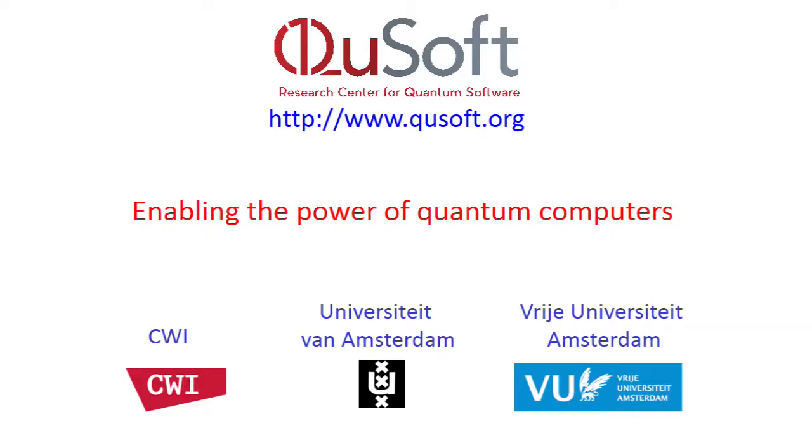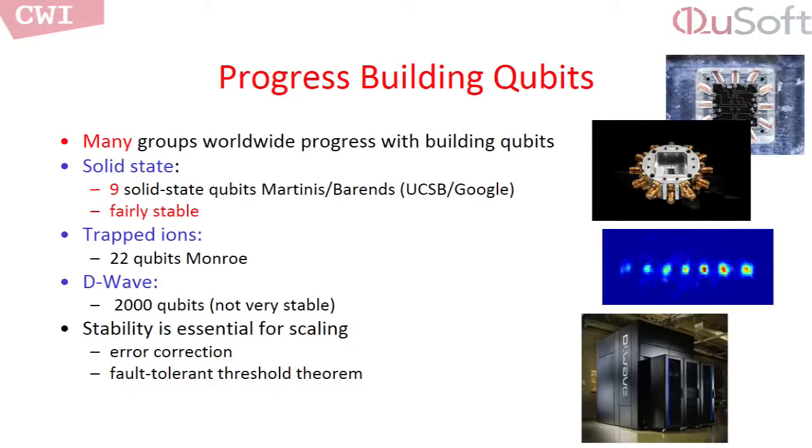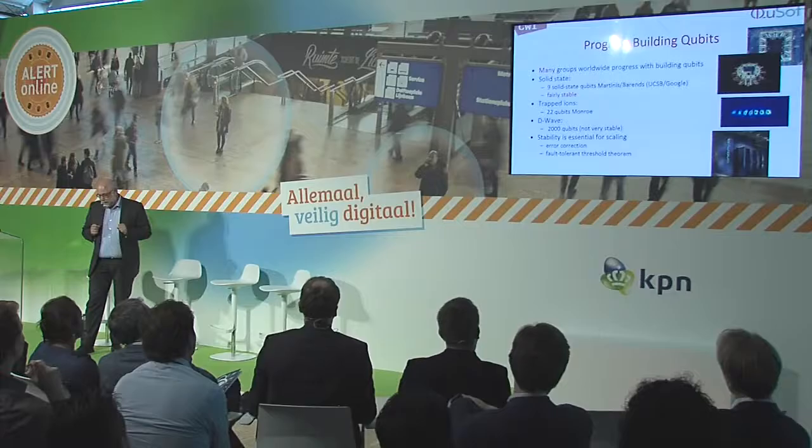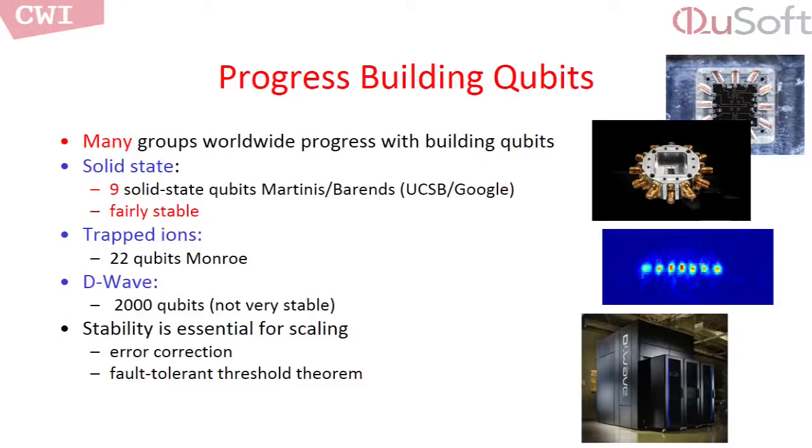Now going a little bit to implementations. I'm happy to give the stage quickly to my next speaker, but there has also been a lot of progress in building qubits. Many, many groups worldwide are trying to build them. Next, we will hear Rami Barends from Google, who has the world record in solid-state qubits. Trapped ions are another way of building qubits. You see here an old picture with only 8 on the right, but in Innsbruck they have many more now, and in the States also. We will hear more about that later.